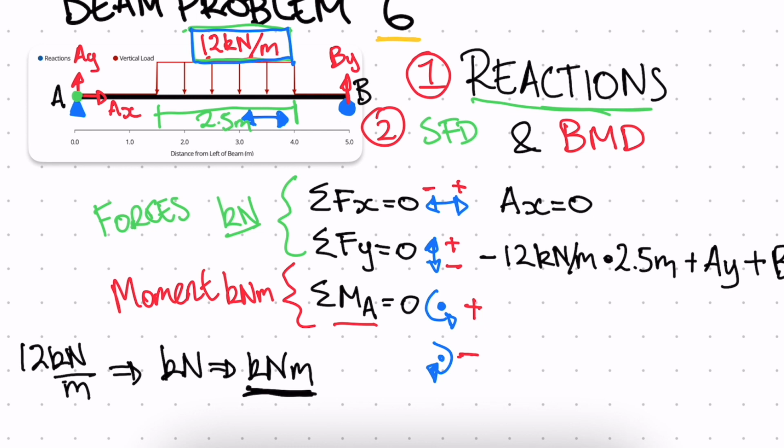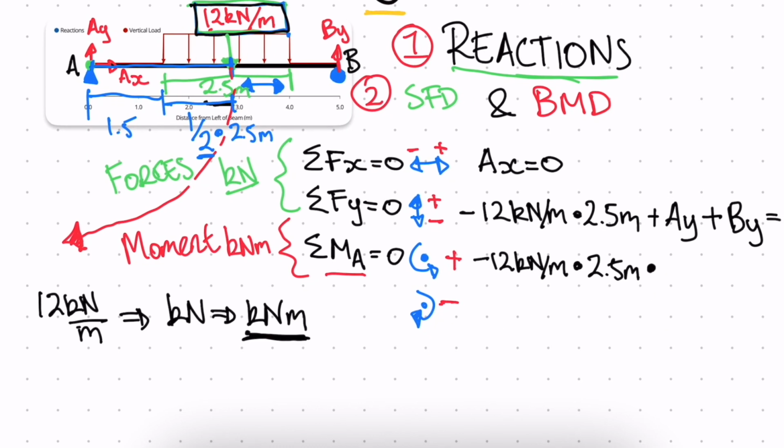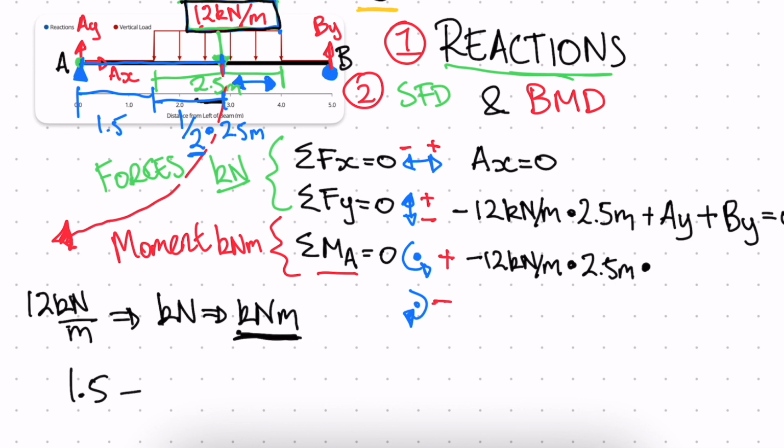How we do that is we take this 12 kilonewtons per meter and convert it into a point load, which will act halfway along its distributed length. That will be a force in kilonewtons. We multiply by 2.5, which we've already done. So this is negative 12 kilonewtons per meter multiplied by 2.5 meters, which is now a force, and we need to multiply this again by this distance. Our moment will be acting in this direction, and this distance up to here is 1.5, plus half of 2.5 meters. So the total distance will be 1.5 plus 2.5 over 2, which is equal to 2.75 meters.